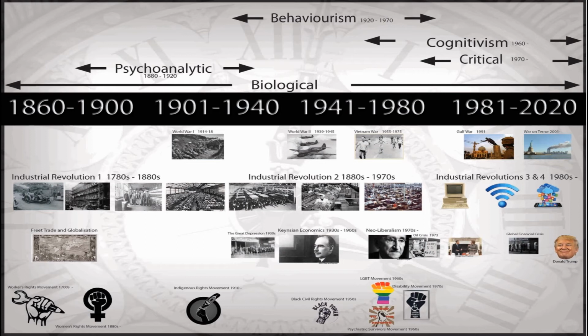We've got the Industrial Revolutions. There are 4 of them. 3 of them have impacted on psychology. The 4th Industrial Revolution is the one we're in at the moment. It's happening right now, and we're not really fully aware of how that's impacting on psychology.